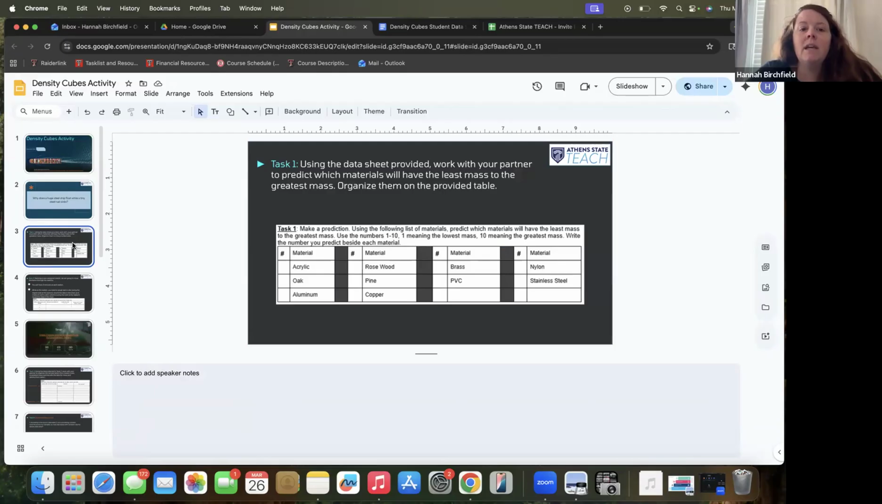It says task one, using the data sheet provided, work with your partner to predict which materials will have the least mass to the greatest mass. Organize them on the provided table. I go over this a lot in class, but just to reiterate, remember, it's so important for you to have an extra sheet of paper to show them. And I would go around and say, okay, point at what table we're using when we're doing this part.